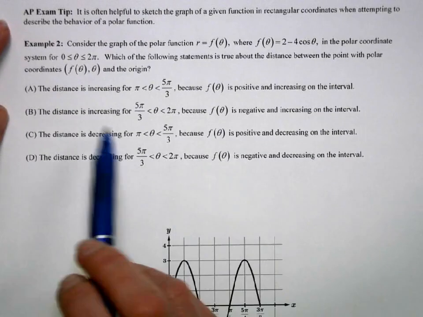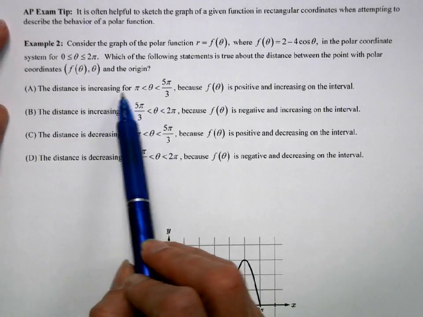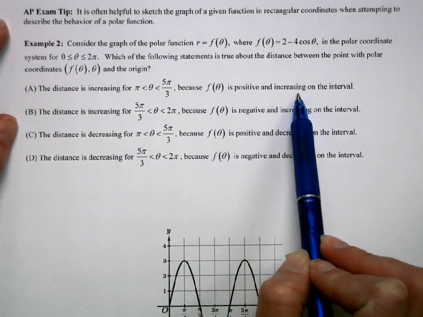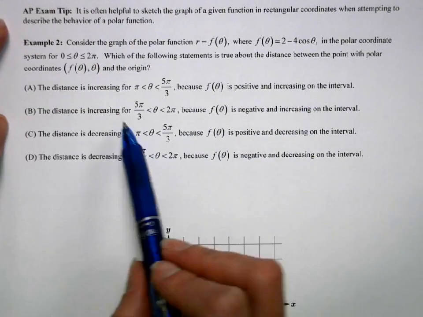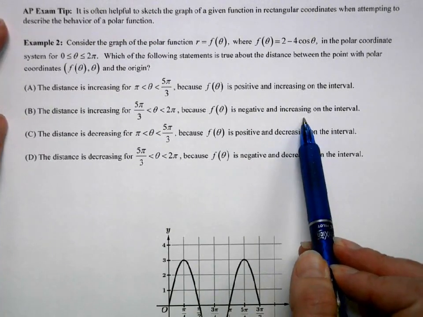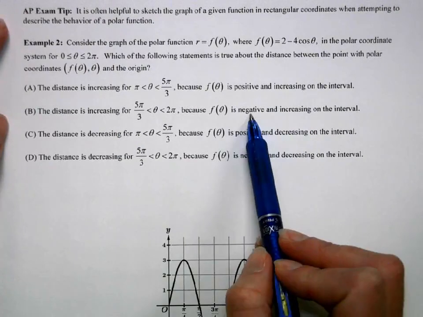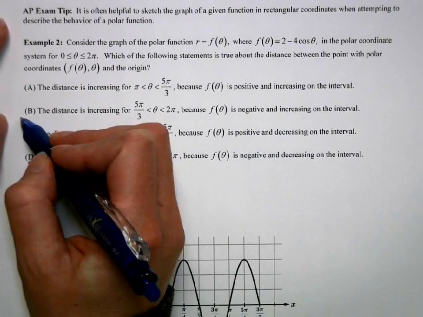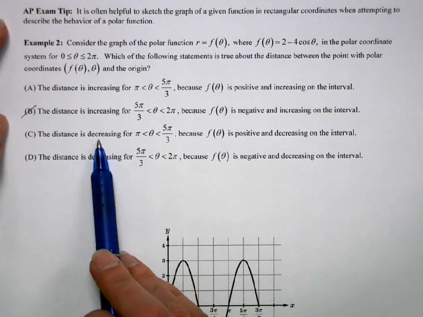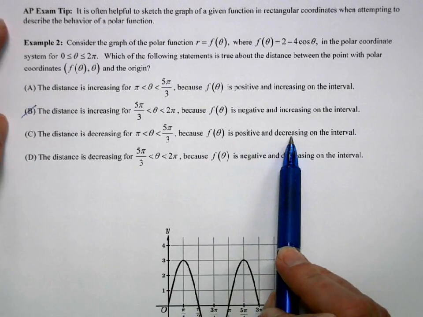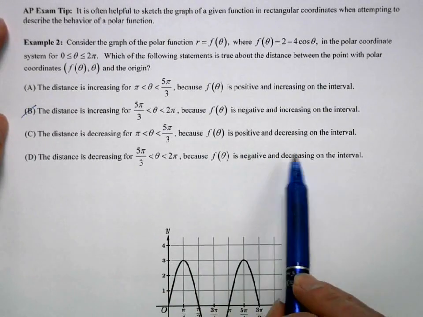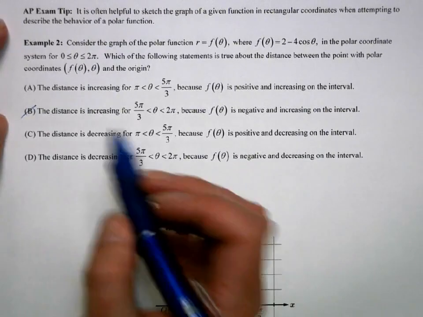So we have the distance is increasing for pi to 5 pi over 3 because the f is positive and increasing on that interval. It's increasing here because it is negative and increasing. Well, that can't be. If it's negative and increasing, it's actually decreasing. So we're going to get rid of that one. Here, the distance is decreasing because it is positive and decreasing. That could be true. This says it's decreasing when it's negative and decreasing. Negative and decreasing would mean it is increasing.